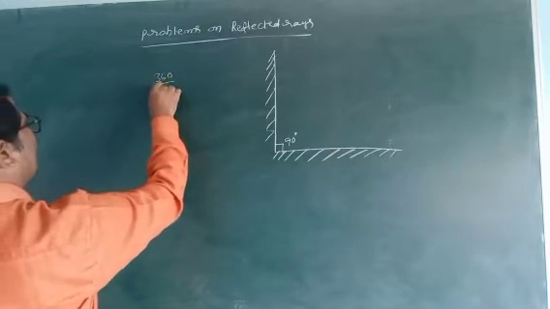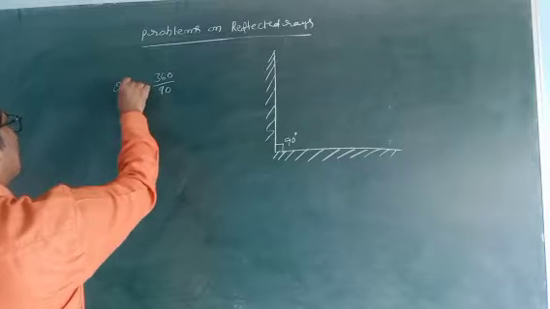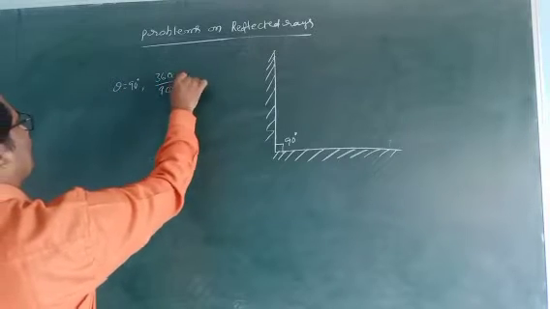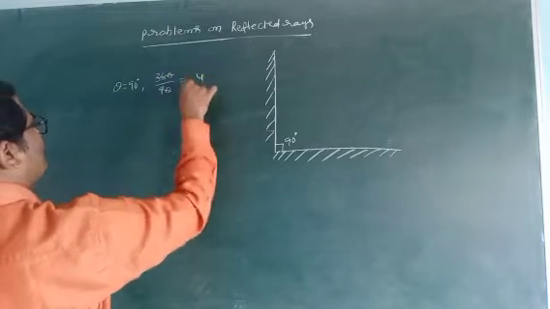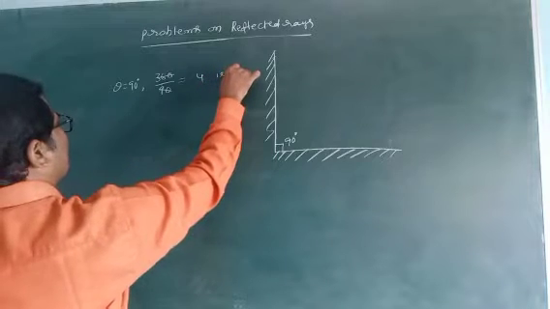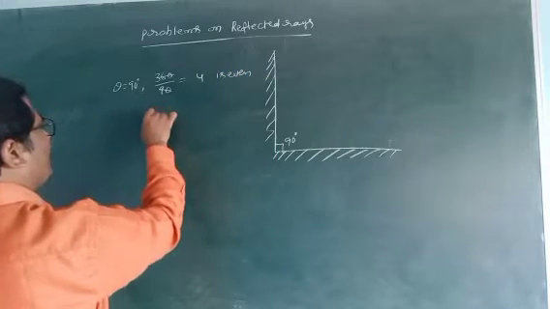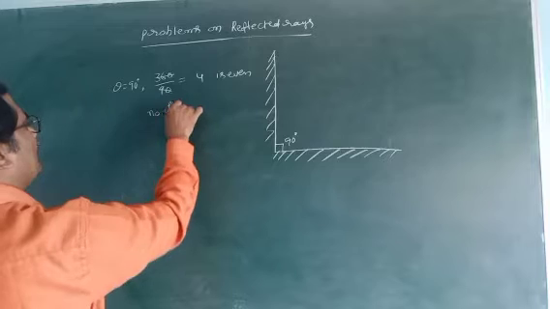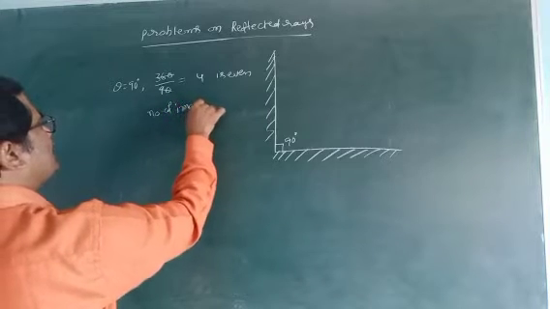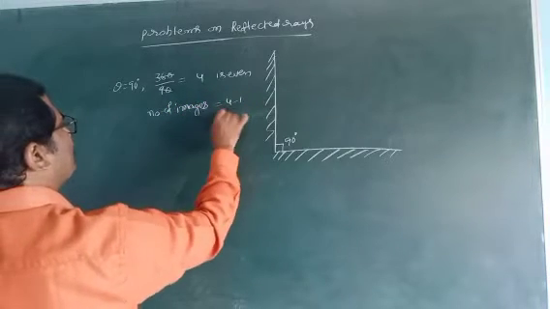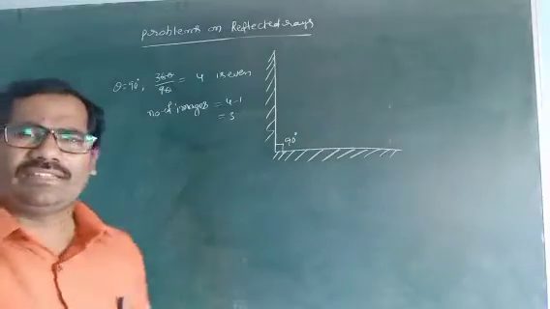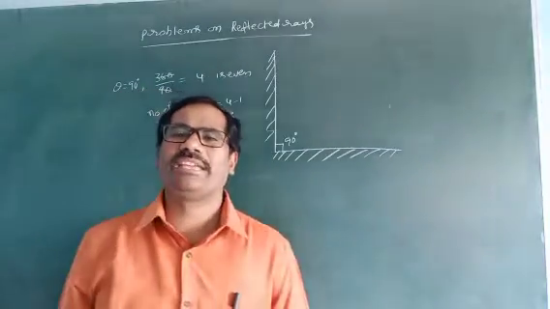360 by theta, with theta equal to 90 degrees, gives 4. Is 4 even or odd? It is an even number. So the number of images is 4 minus 1, which equals 3. So 3 images are formed.